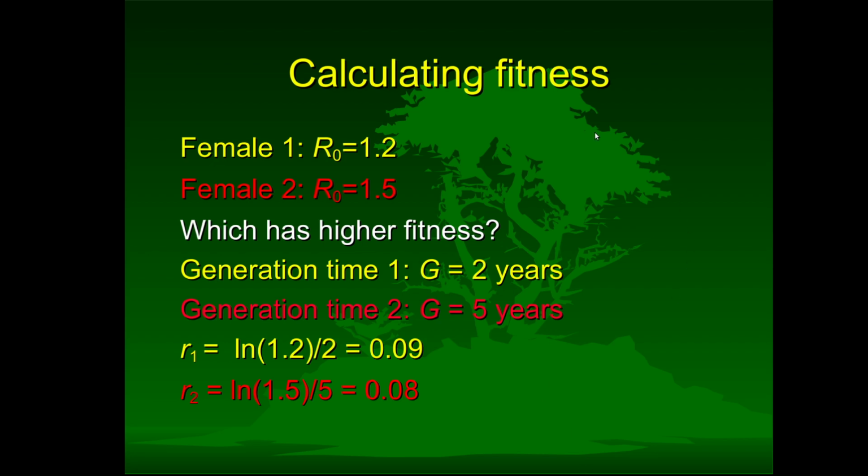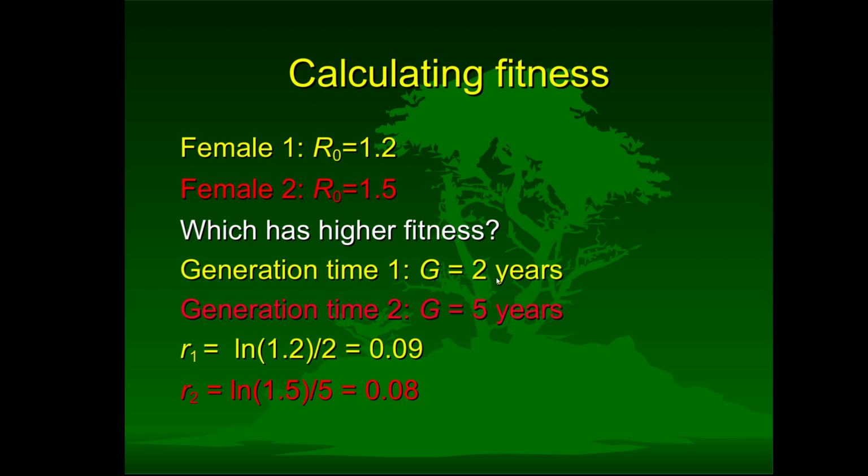Okay, so here we go. We have two females, female 1 and 2, and they differ in their net reproductive rates. One has 1.2 offspring per generation, and the second is 1.5 offspring per generation. Which has a higher fitness? Well, it has to be female 2, right? She has more offspring per generation. Not so fast. We need to take into account generation time.